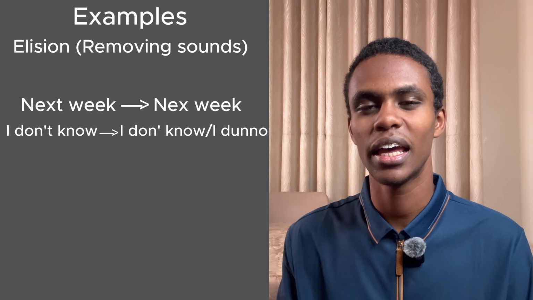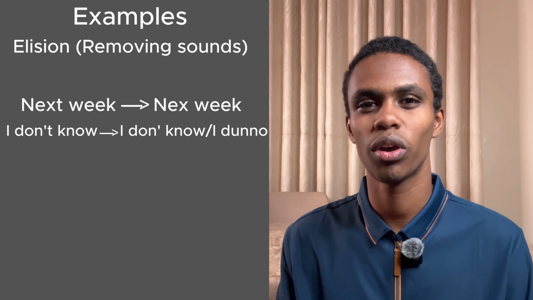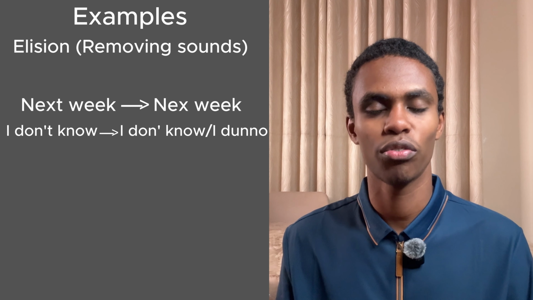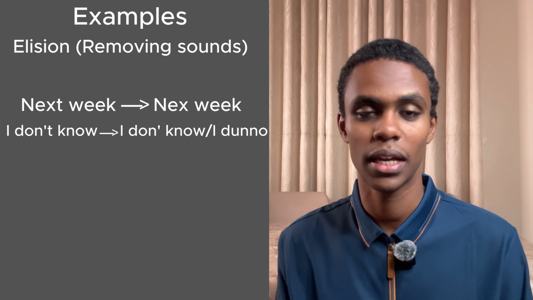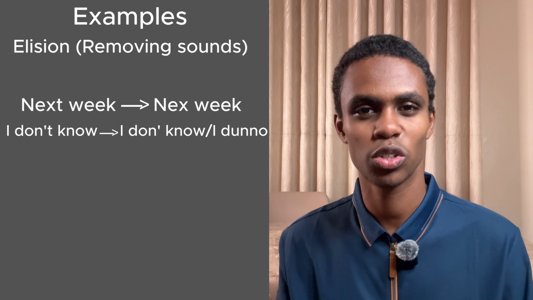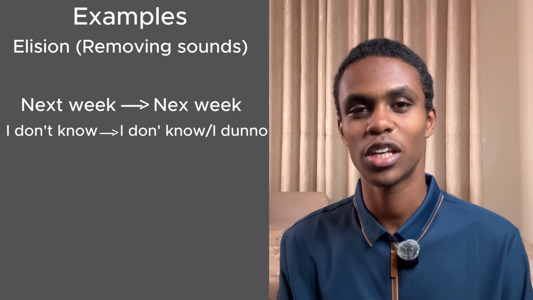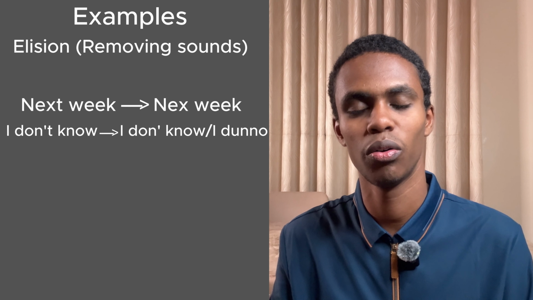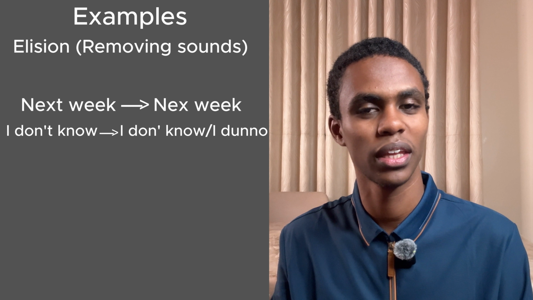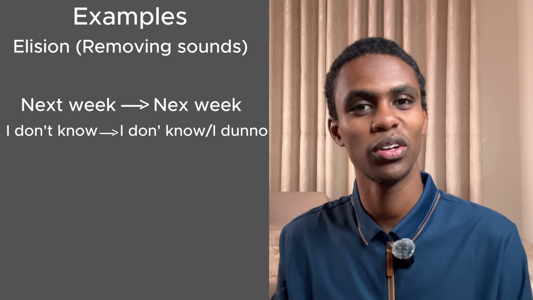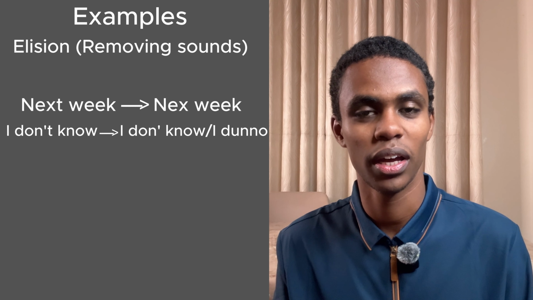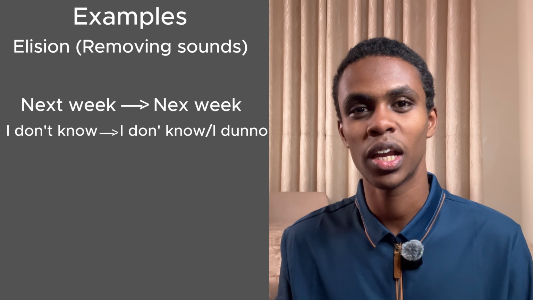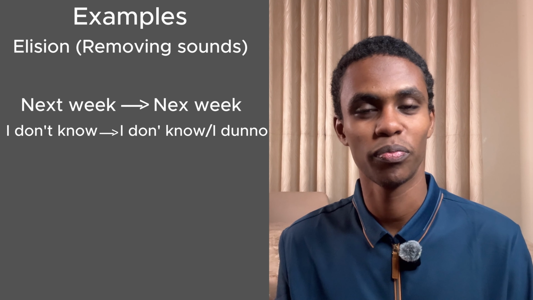Another connected speech trick is elision, and this is where we remove some sounds. So, for example, "next week" becomes "nex week." So the t sound has been deleted. "I don't know" becomes "I dunno." Or it might even become "I dunno" in British English. In American English, it might become "I dunno."